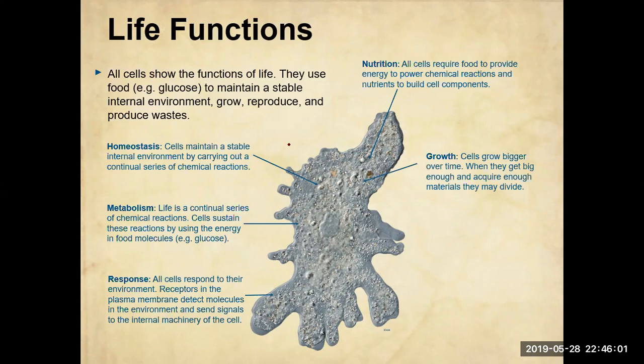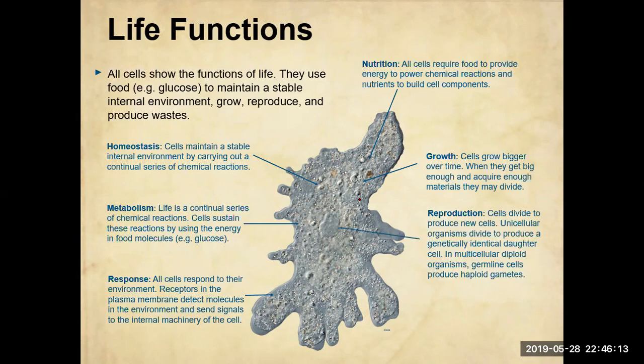Growth. Cells grow bigger over time. When they get big enough and acquire enough materials, they may divide. Reproduction. Cells divide to produce new cells. Unicellular organisms divide to produce a genetically identical daughter cell. In multicellular diploid organisms, germline cells produce haploid gametes.